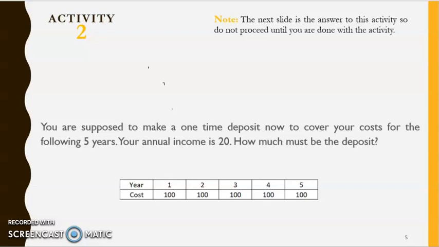Let's go to the next example. You are supposed to make a one-time deposit, exactly similar to the previous one, now to cover your costs for the following 5 years. So far, everything is similar to the previous one. It says your annual income is 20. How much must be deposited? So for this activity, the difference is that you also have income. How much are you going to put at the beginning?